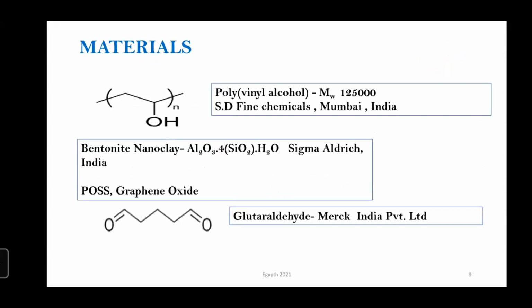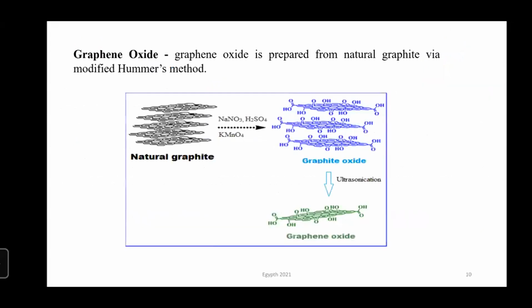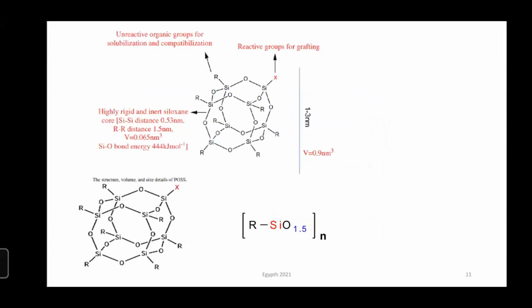We are using bentonite nanoclay, POSS, graphene oxide, and functionalized multi-walled carbon nanotubes as the reinforcing phase to improve the properties of the base polyvinyl alcohol material. The graphene oxide is prepared from natural graphite by Hummers' method or modified Hummers' method. Then POSS is another very interesting material. We are using POSS, which is hydrophilic in nature and has a tiny pore-like structure, so you are able to separate water selectively from a water-organic azeotropic mixture.